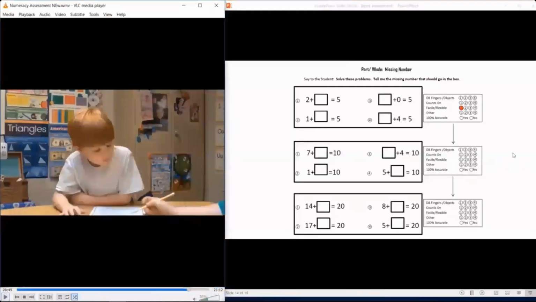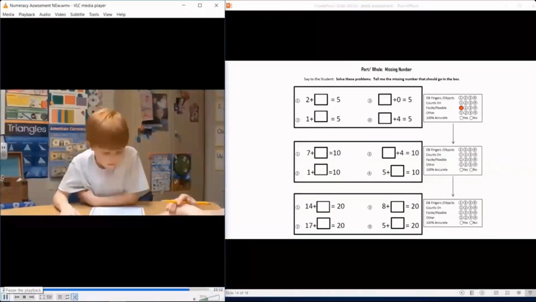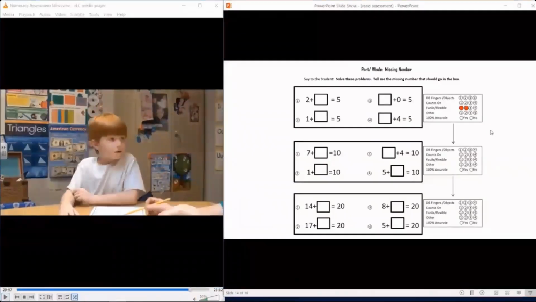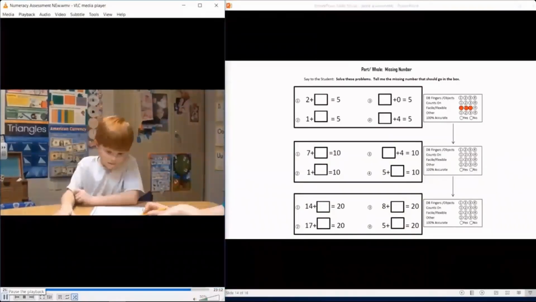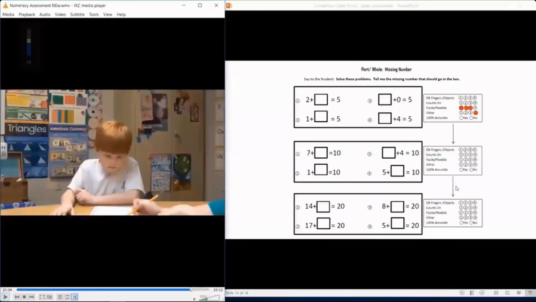3. First one, facile. Tell me the missing number that should go in this box. 4. Tell me the missing number that should go in this box. 5. So far he's facile flexible on all of them. Tell me the missing number that should go in that box. 9. He said 9. What did he do? He added those. So technically, was he 100% accurate? No. So you go ahead and say, okay, we're going to work on 5.